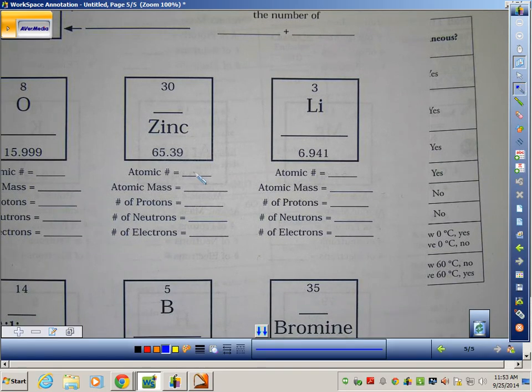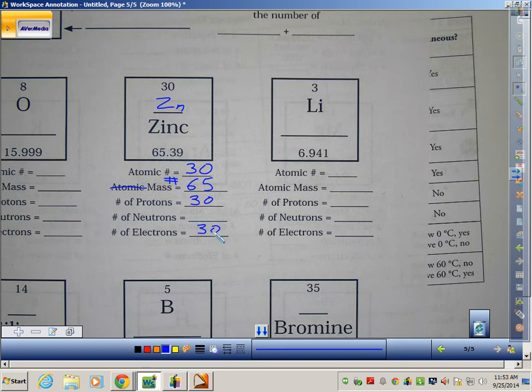Zinc, here we go, zinc oxide. You ready? Okay. Zinc is Zn, right? Symbol's easy. That's the easy part. Okay. What's the atomic number? 30. So let's get rid of that. What's the mass number? 65. Very good. How many protons? 30. And that's positive, so we automatically know 30.